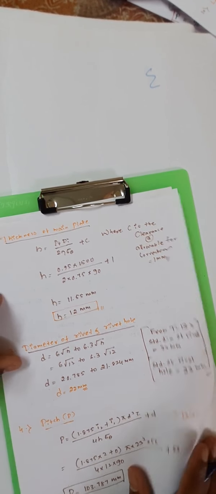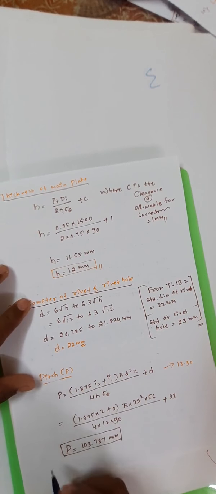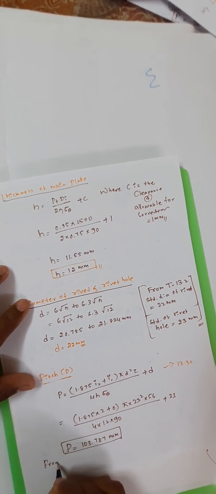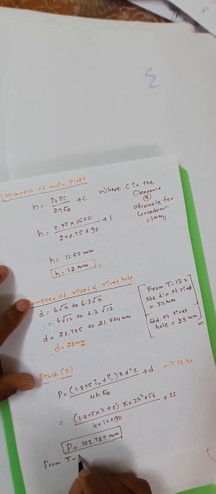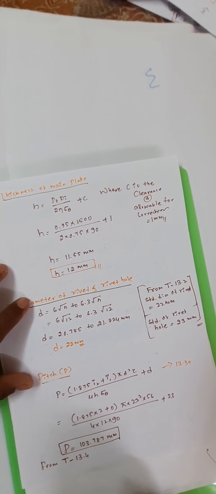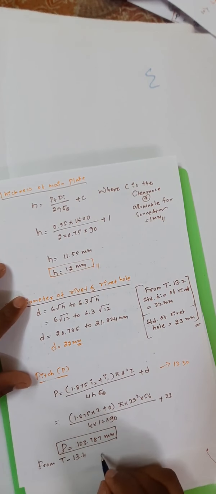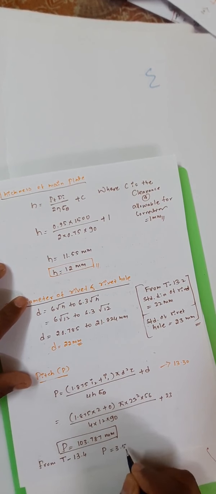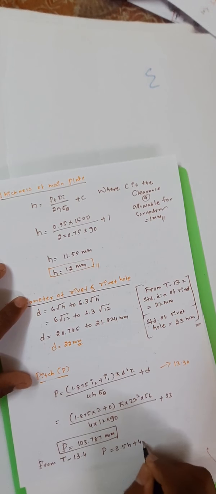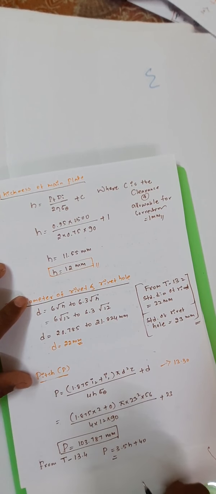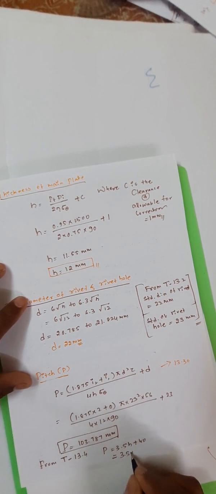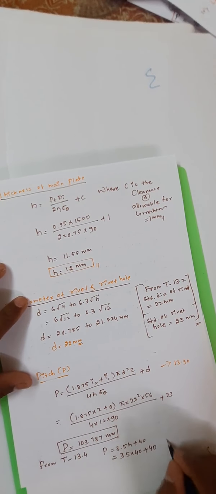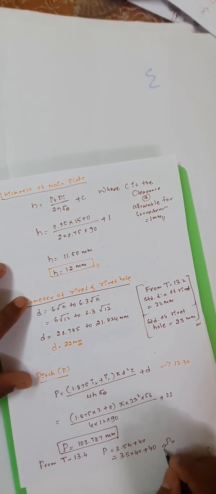mm. Also, we need to find out the pitch from table 13.14. So, we need to find out the pitch for the selected joint. P is equal to 3.5 h plus 40. If you substitute the values into this equation, 3.5 into h, how much? 40 plus 40. So, you will get P is equal to 82 mm.